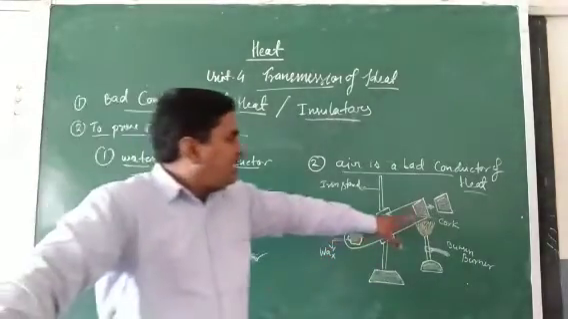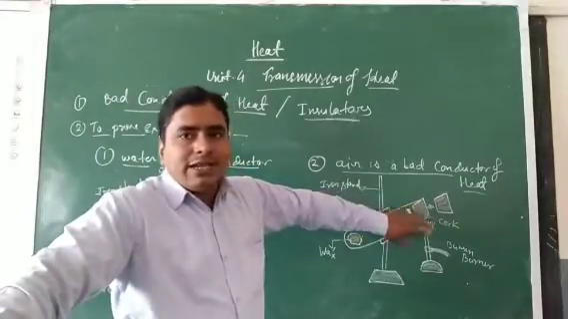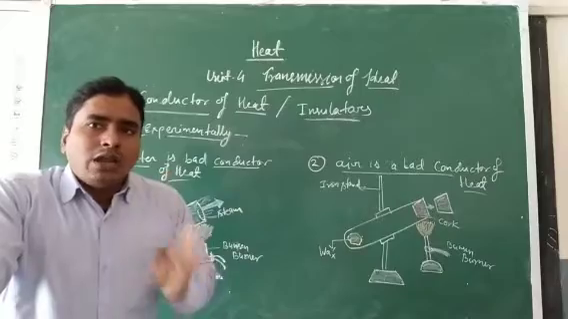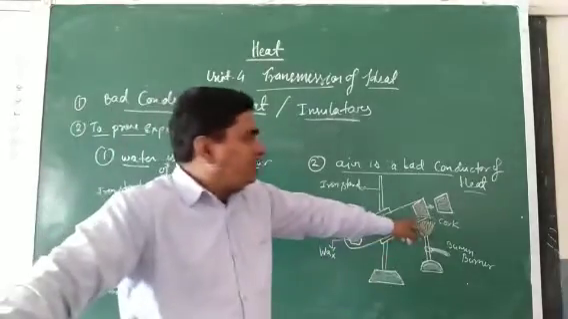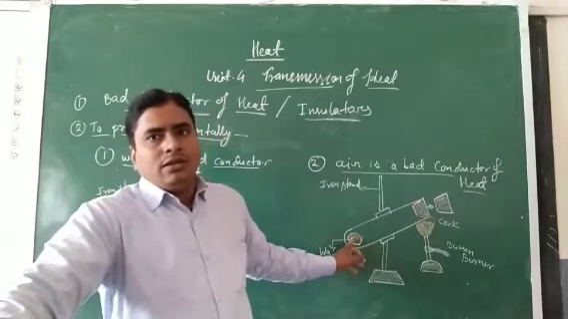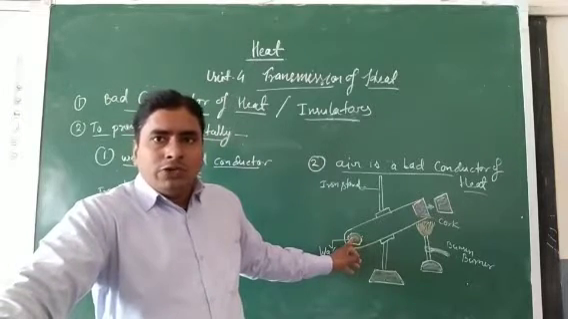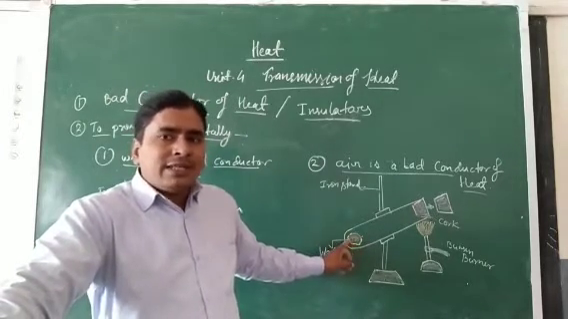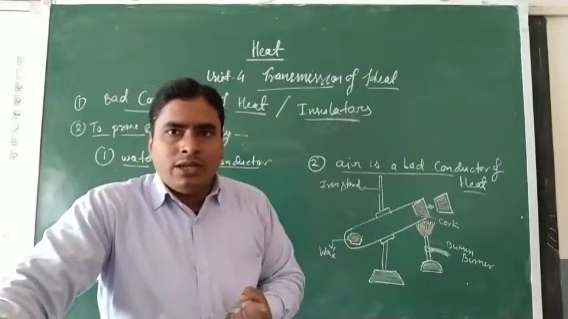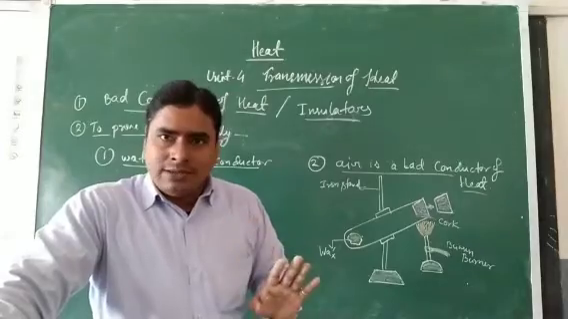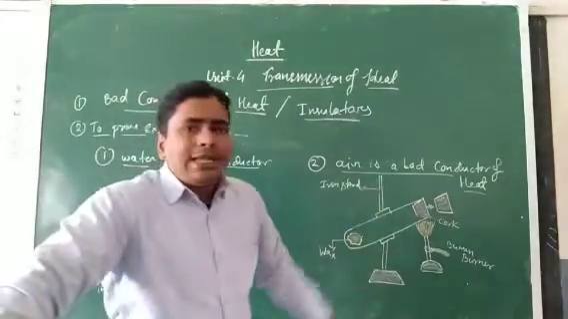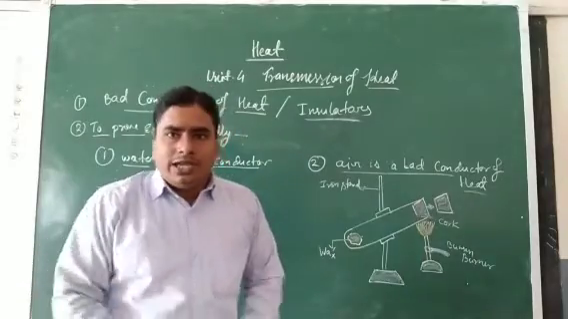Why? Because the air present inside the tube will not allow the heat energy to flow from the top of the tube to the wax. So due to this reason, the wax remains in its original state or position. It does not melt. So it proves that air is a bad conductor of heat.